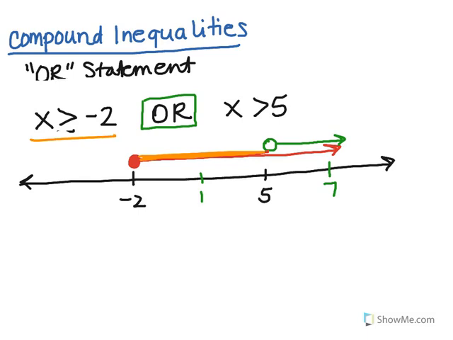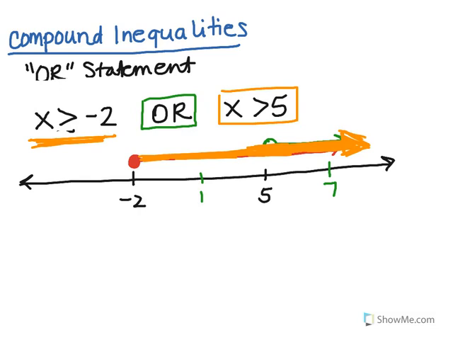And at 5, it would not be true for x greater than 5, but it would still be true for x greater than or equal to -2. So that gets filled in as well, because only one of the statements needs to be true. And again, everything above 5 is true. It's true for both of them, which is great, but it only needs to be true for one of them.